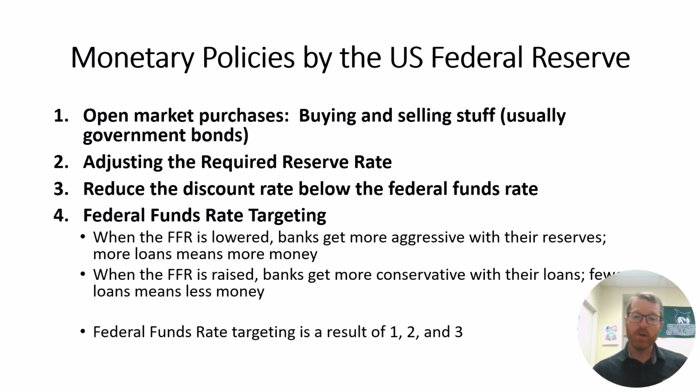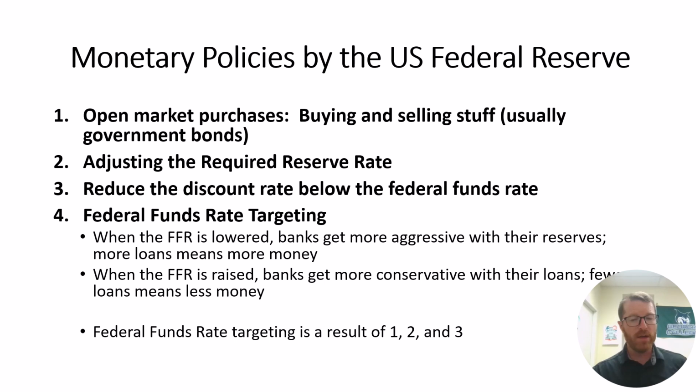Now, maybe what's most complicated about all of this is what I'm about to tell you now, and that is that the federal funds rate is not determined by the Fed. It is determined by the banks themselves. And the only way the Fed can adjust the federal funds rate is to manipulate it through one of the other three policies that we've already talked about. So, for example, if the Fed wants to lower the federal funds rate, it doesn't have the direct ability to do that. It doesn't control the federal funds rate.